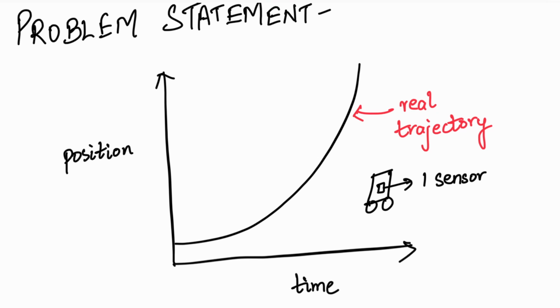With this problem statement in mind, let's look at our equations more closely, both for your motion model and for your observation model. In this example, we will use a constant acceleration model, which means that you will have constant acceleration in your motion model. Our state vector will be position and velocity. So it will be x and x dot.